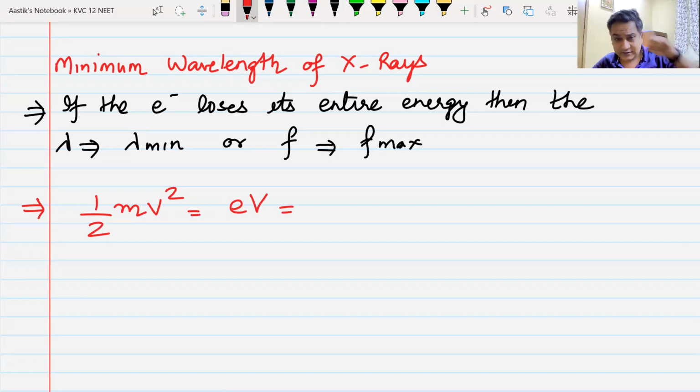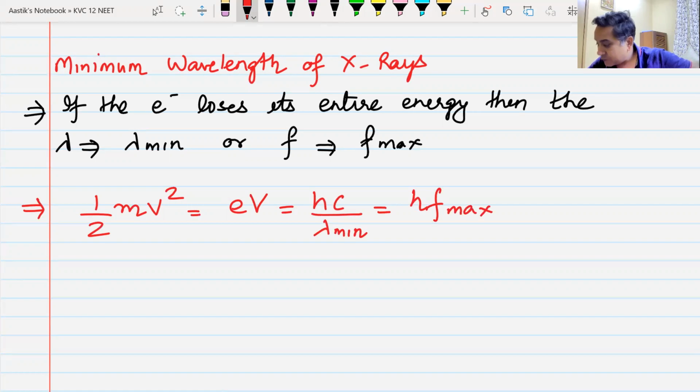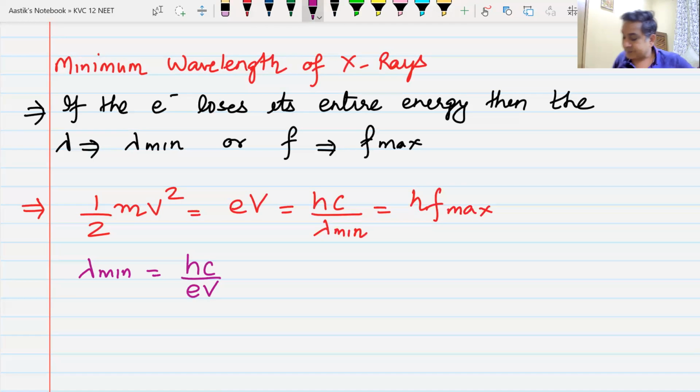Yes, sir. Because of this, we are having this minimum wavelength. So we write it as hc by lambda min, or you can write it as h into f max. From here, you can write the formula for lambda min. Lambda min will be hc divided by eV. If you put it in SI units, this is how it will look like.